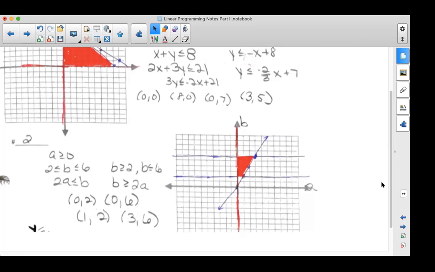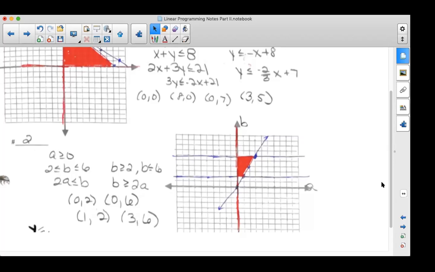So this inequality, 2 is less than or equal to B, is less than or equal to 6, means my Y values or my B values have to be in between. The one we did on Friday was our vertical values for X, where X was squished in between 2 numbers. So now my Y has to be horizontal. So my graph had to be in between those 2 values.